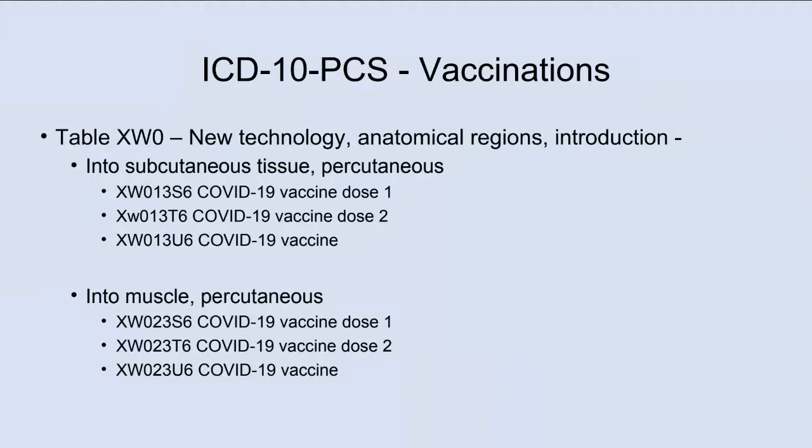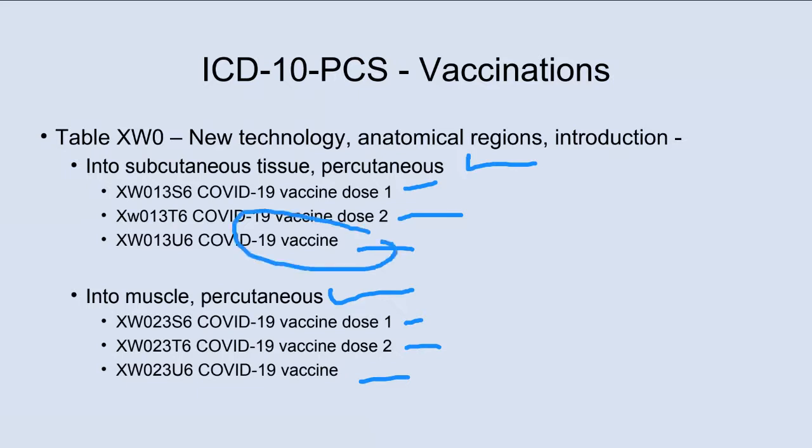Okay, now we can move on to ICD-10 PCS coding for COVID. There are codes for vaccinations and for introduction of therapeutic substances. We'll start with vaccinations. For vaccinations, refer to table XW0, new technology, anatomical regions, introduction. The vaccine may be into subcutaneous tissue or into muscle, both percutaneous. And you see you have dose 1, dose 2, and then vaccine. So I guess for the booster shot, you would do that one or that one.